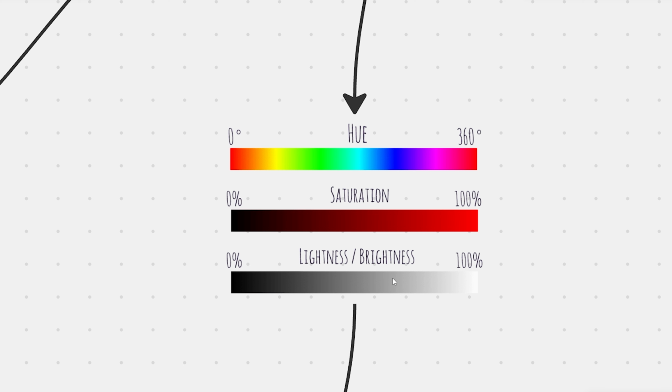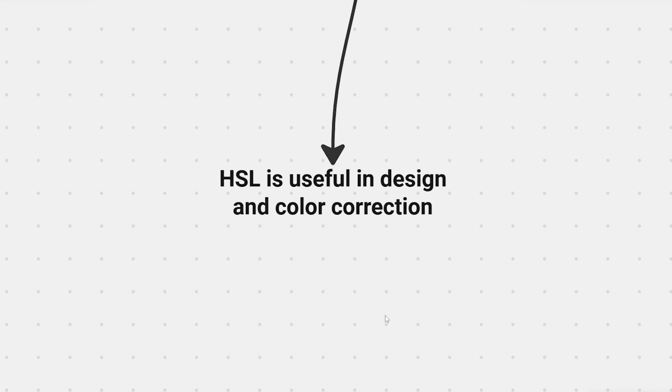Saturation, how pure or muted the color is. At 0% saturation, the color turns gray. Lightness, how dark or bright the color is. 0% is black, 100% is white, and 50% is the mid-tone. HSL is useful in design and color correction because you can adjust just one parameter without affecting the others. For example, you can shift the hue to turn blue into green while keeping the same brightness.